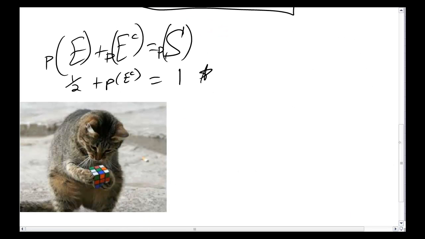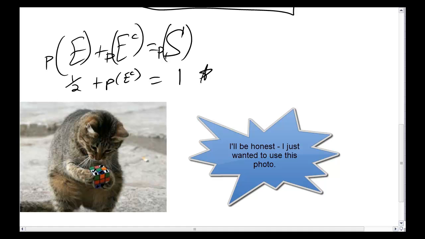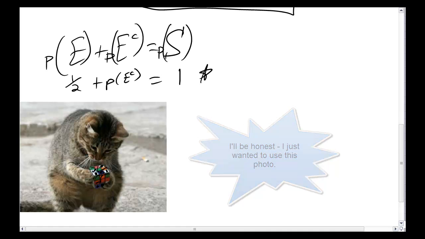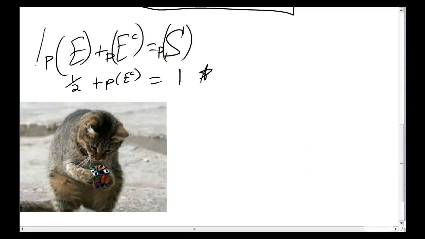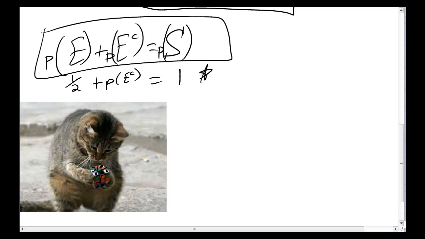Notice this only works when your 2 events together end up equaling the entire piece. If I was talking about here, what is the chance of the cat getting these 2 colors versus these ones? Those don't add up to everything. There's all sorts of other colors that happen on here. So when you're doing your counting up and when you're trying to use this formula where an event plus its complement equals the whole thing, you have to be careful what your event is and make sure that the complement is actually everything possible.